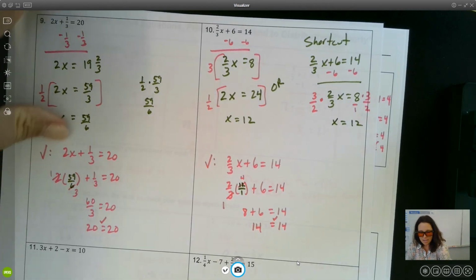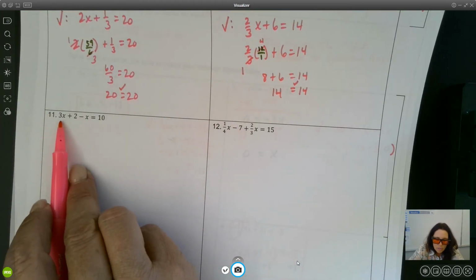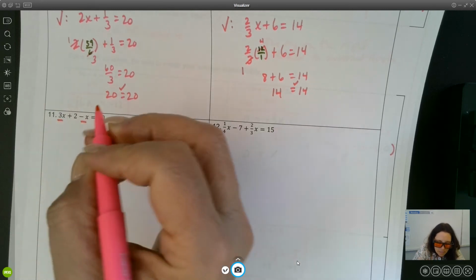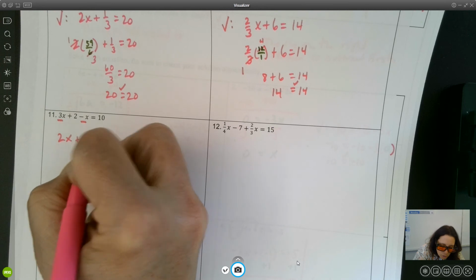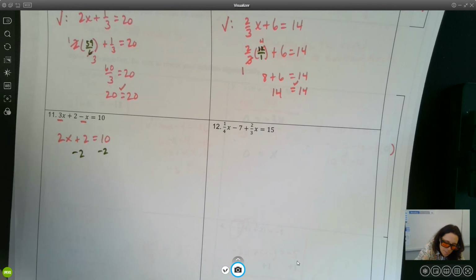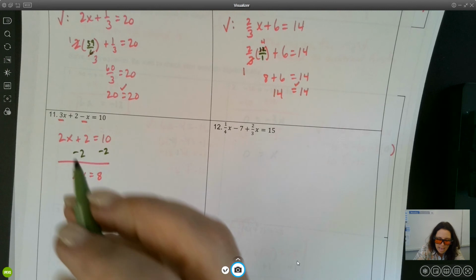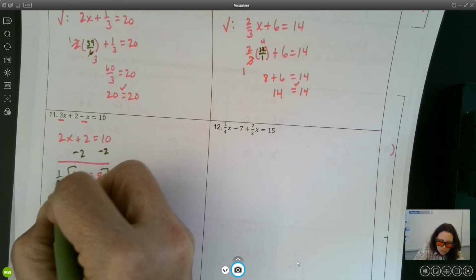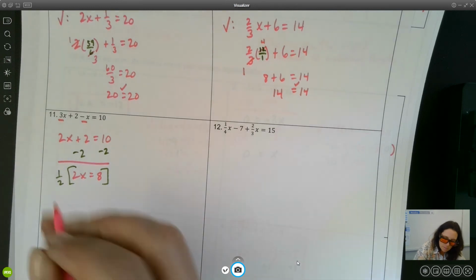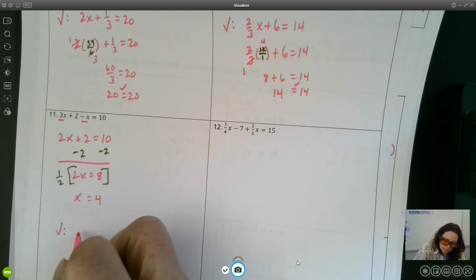All right, we're almost there, guys. This one's not too bad. The 3x minus the x, those are on the same side of the equal sign. Let's make that a 2x plus 2 equal 10. And then we just subtract 2. 2x equal 8. Now we're going to take a half or divide by 2. Doesn't matter how you write that. Multiplying by a half or dividing by 2 is the same thing. So x equal 4.